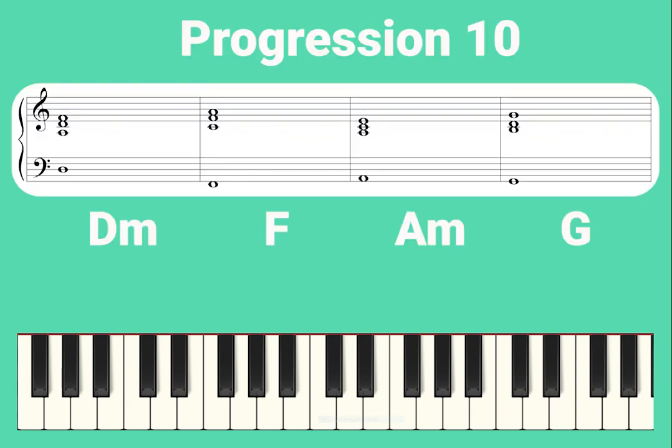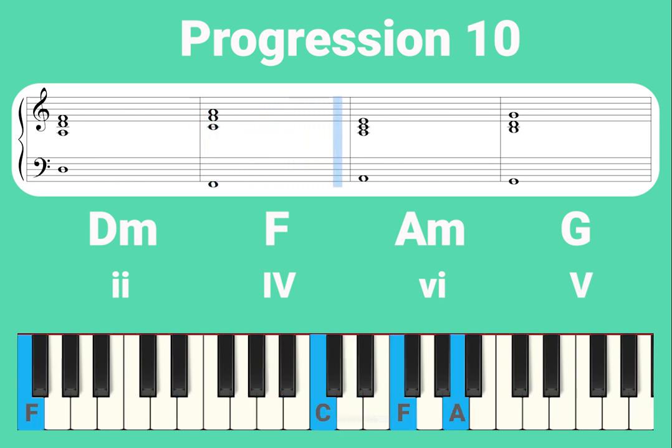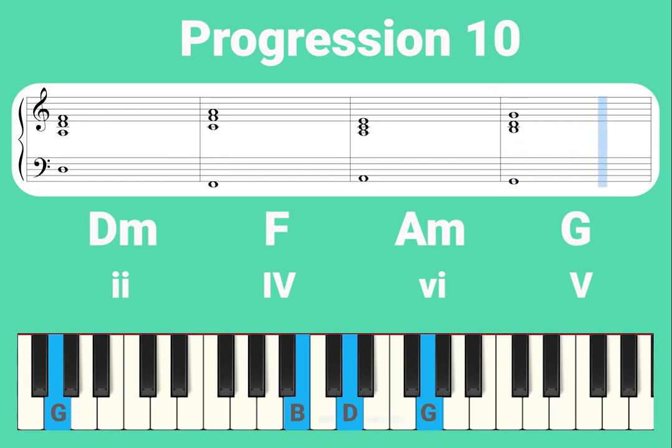And finally, on to progression 10. Here we have a D minor, F, A minor, and G. And that is chord 2, 4, 6, and 5. This progression feels majestic and soaring, and is another common one used in music for Hollywood productions.